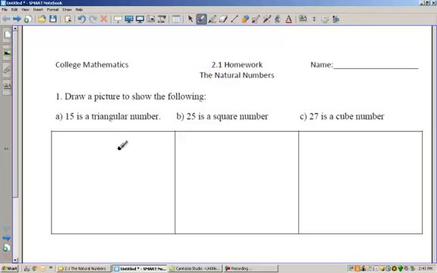The way we do this is we try to take 15 dots and create a triangle out of it. So we write 1, and there's 2 dots, and then we draw 3 dots, and then we draw 4 dots. Altogether we've drawn 10 dots, and then we draw 5 more to get 15 dots total, and you see we have a triangle. So that's why 15 is called a triangular number.